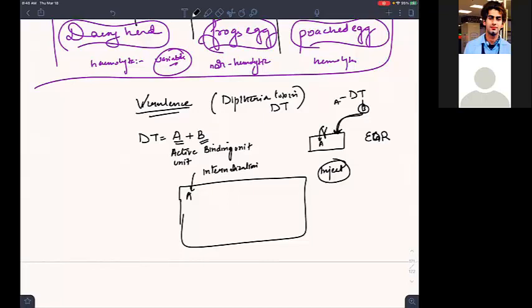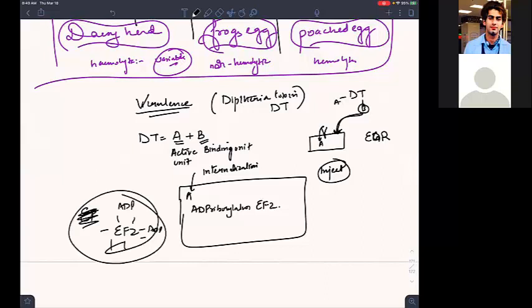The process in which the B fragment helps the entry of fragment A into the host cells is called internalization. Now there will be ADP ribosylation inside. ADP ribosylation of which factor? There is a factor inside, elongation factor 2. So think that you are doing ADP ribosylation to this factor.